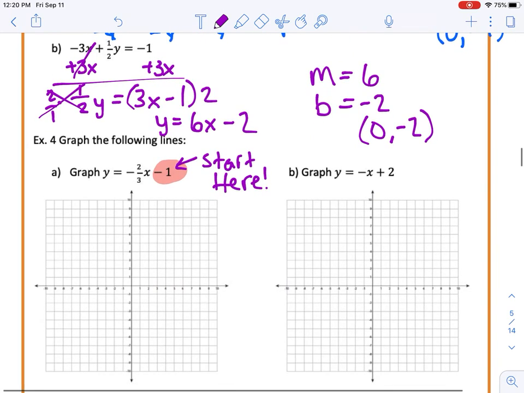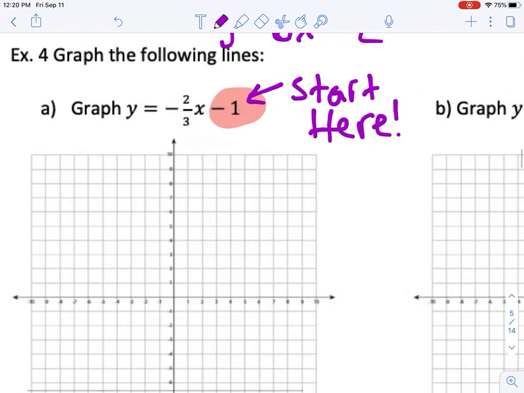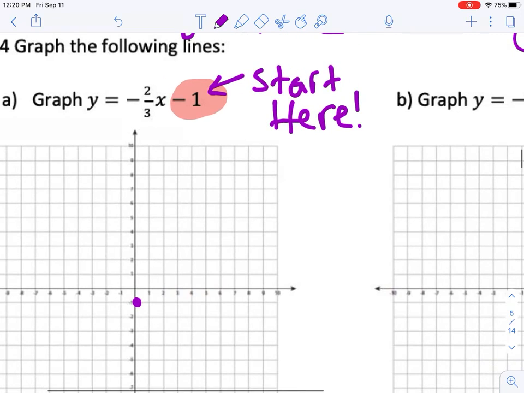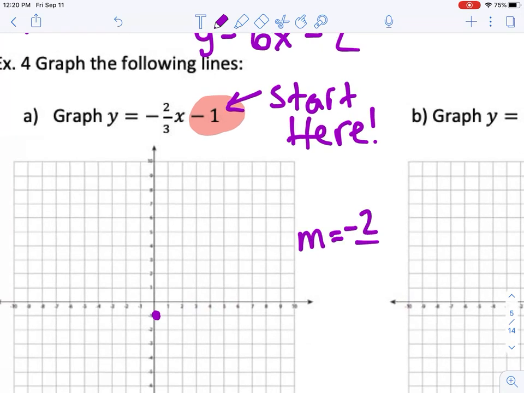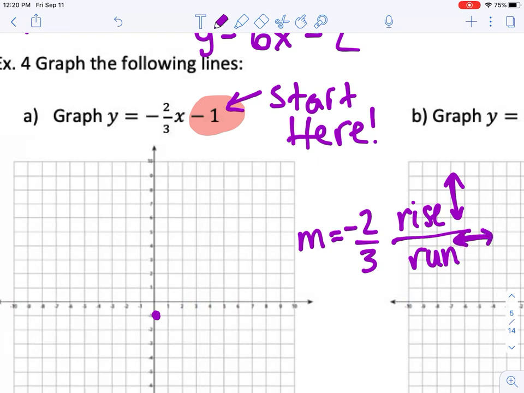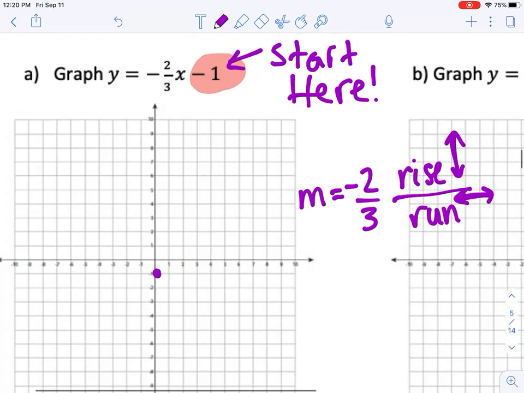So I'm going to plot negative 1 on my y-axis. Now our slope, negative 2 over 3, we need to do rise, up and down, over, run, side to side. So I rise, in this case we actually go down 2 because it's negative, from this point here. We go down 2 and then we run in the positive 3 direction.